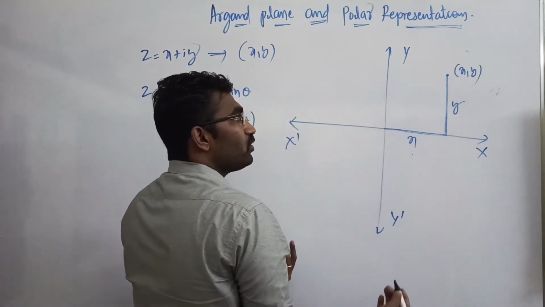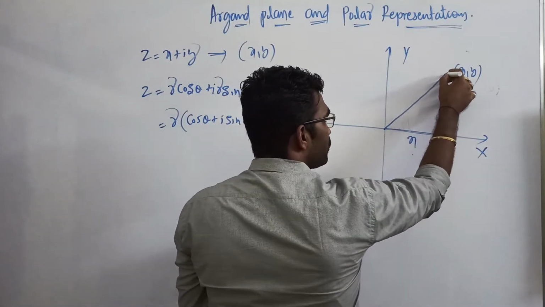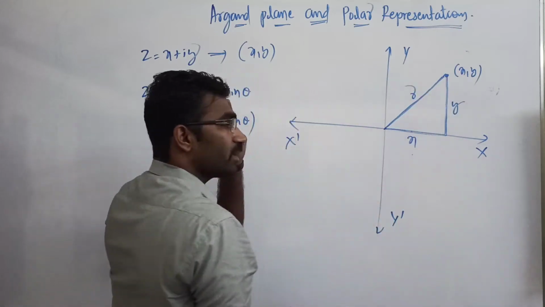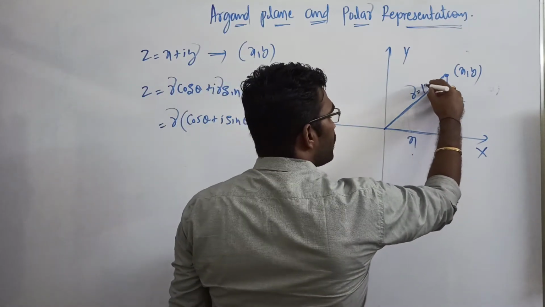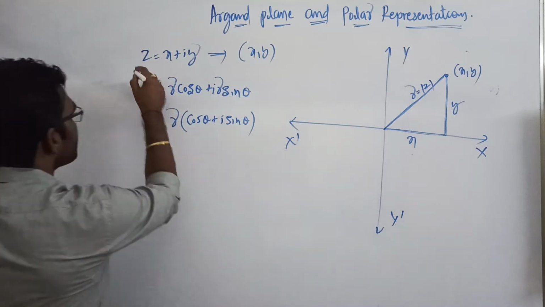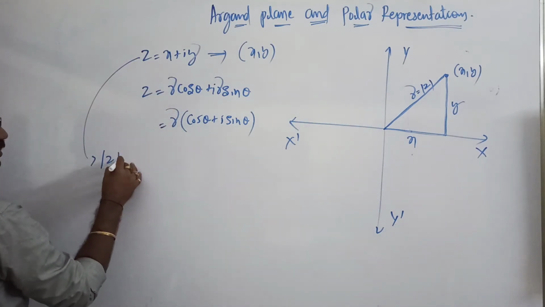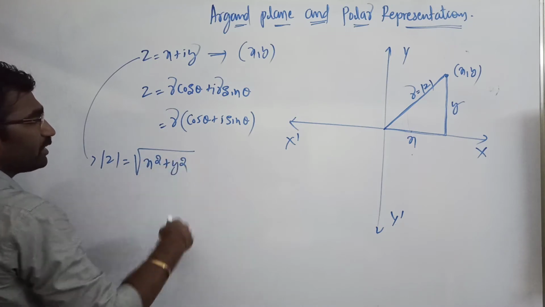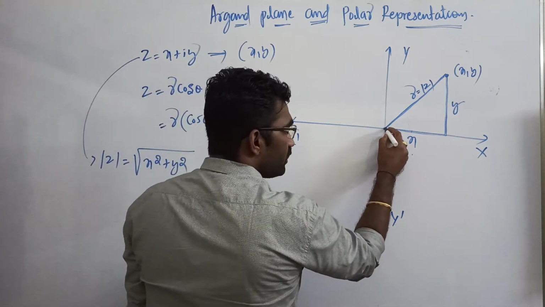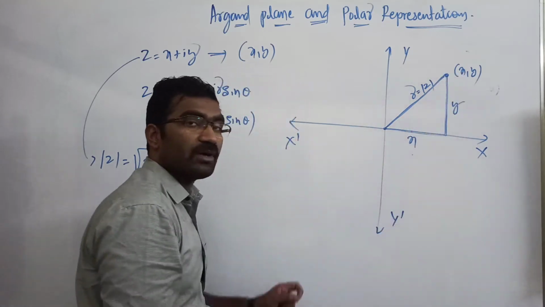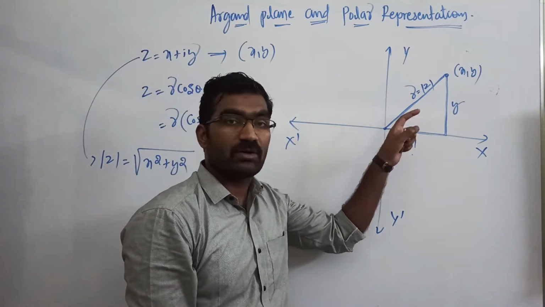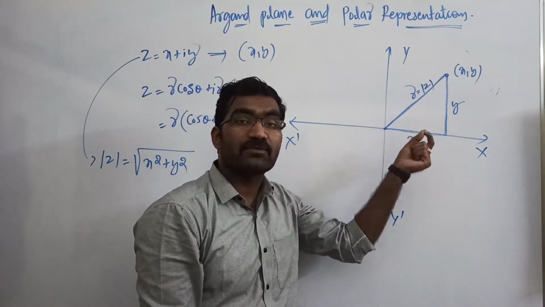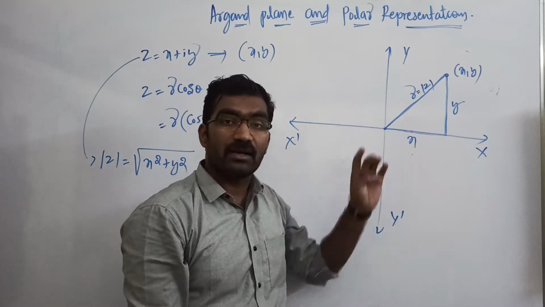For example, if I want to know the point at this distance through this way, this way is called nothing but r. That r is nothing but the modulus of z. We have seen in the previous class, modulus of z is nothing but the square root of x square plus y square. That is nothing but the distance between the origin and the point. So this r is called the distance from the origin to the respective point on the xy plane or the complex plane.